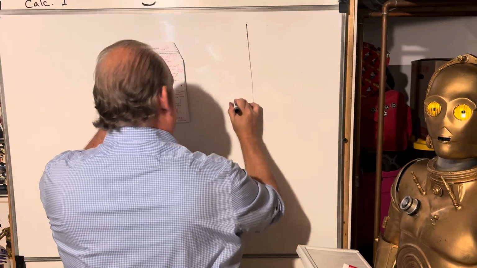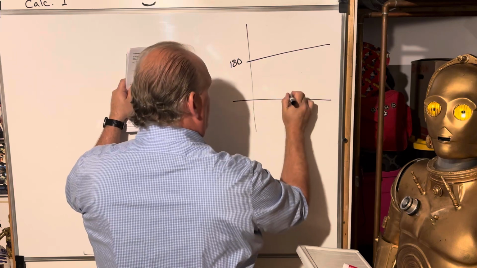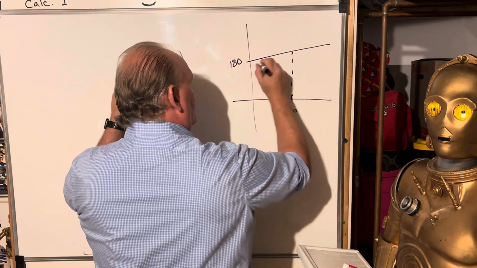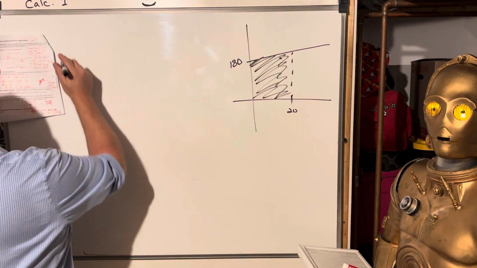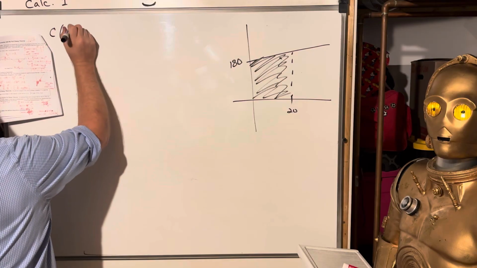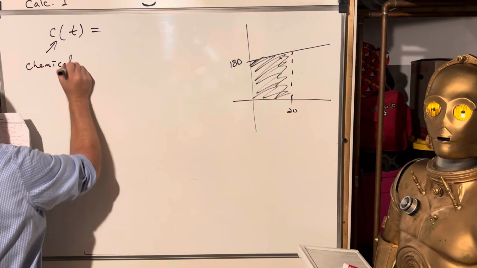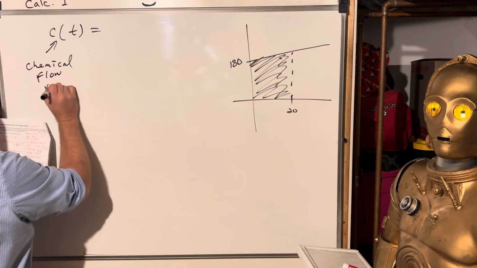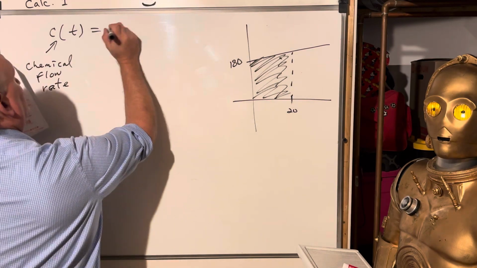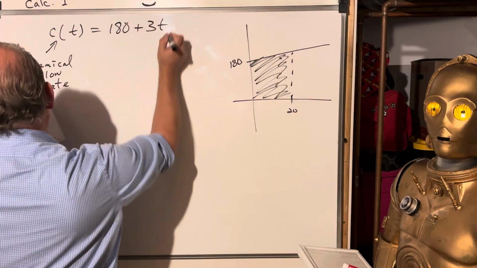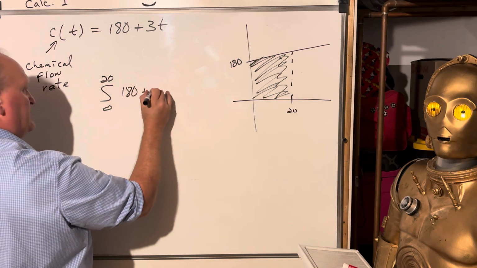So again, if we were to do a sketch of what's going on, this is 180, and we're going to cut it off at 20. We're going to find that area. So let's do it. We have chemical flow according to time. We'll call that the chemical flow rate, 180 plus 3t, and we're going from 0 to 20, 180 plus 3t dt.